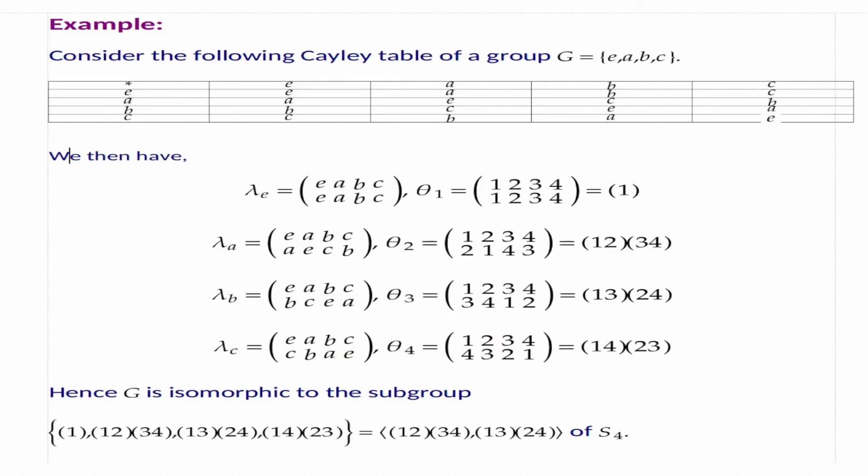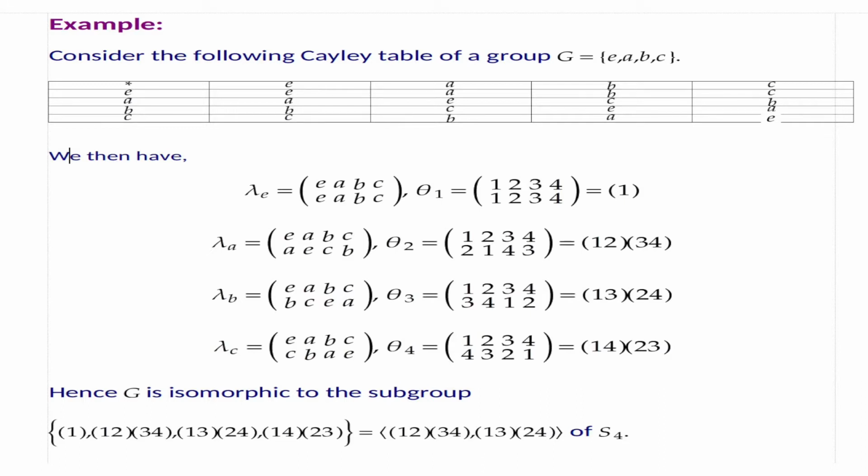Now we shall see an example to demonstrate the previous theorem. Example: consider the following Cayley table of a group G: E, A, B, C. So we are taking a 4-element group, so it has an identity element as well as 3 other elements A, B and C. You can see in the table that the Cayley table has been given here. So E goes to E, and all the mappings are being represented in the table down here. And now we are going to see the different cycles.